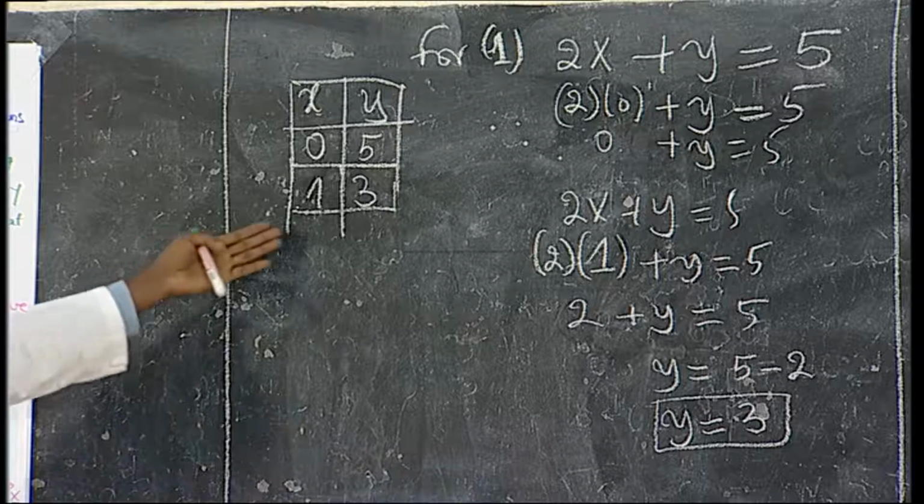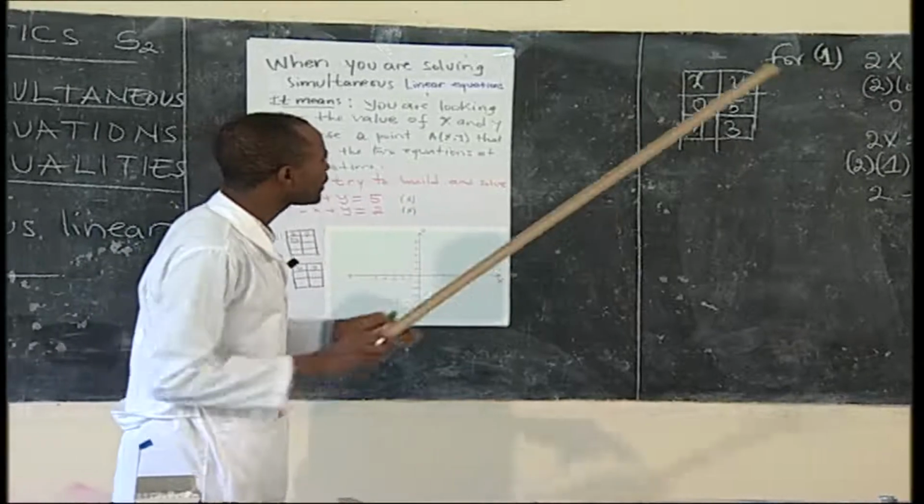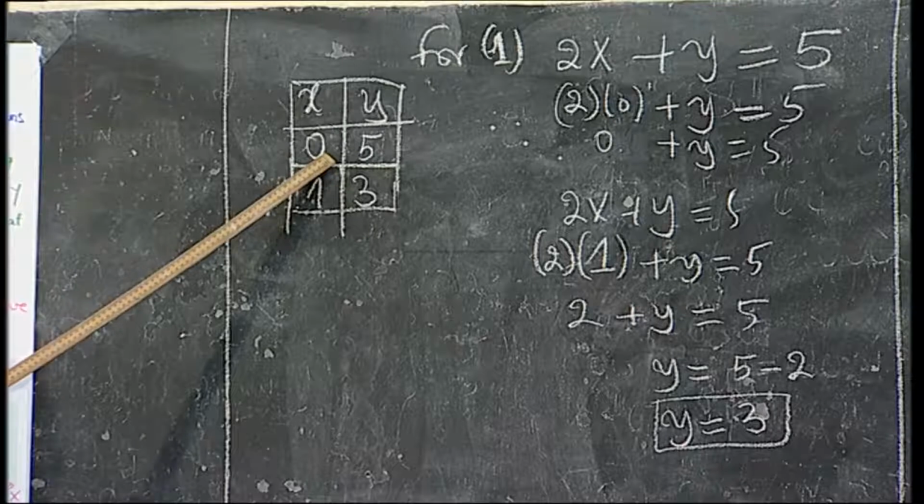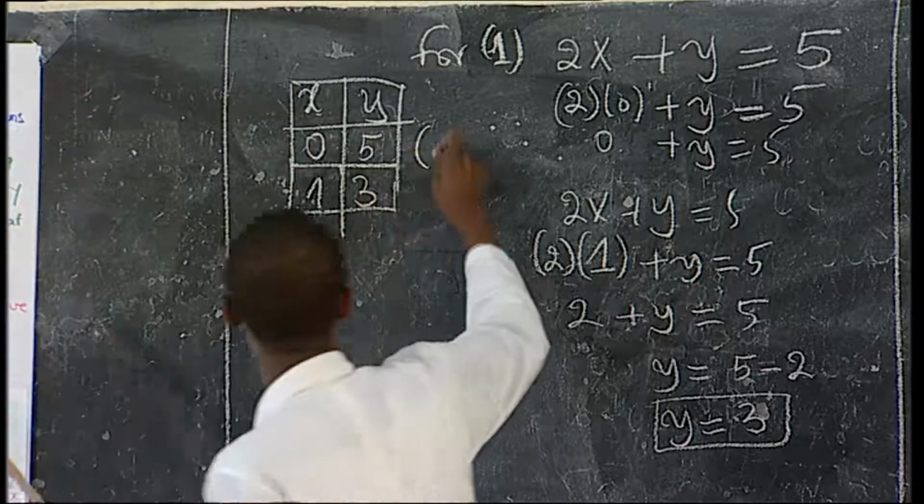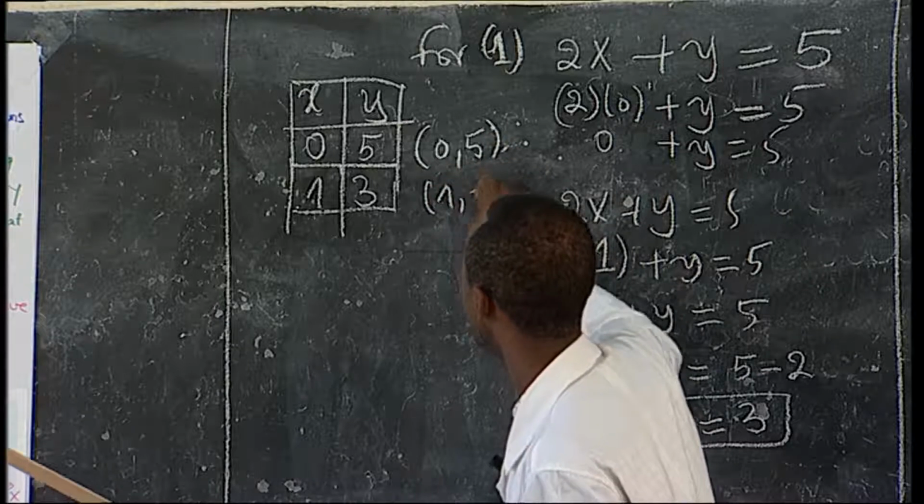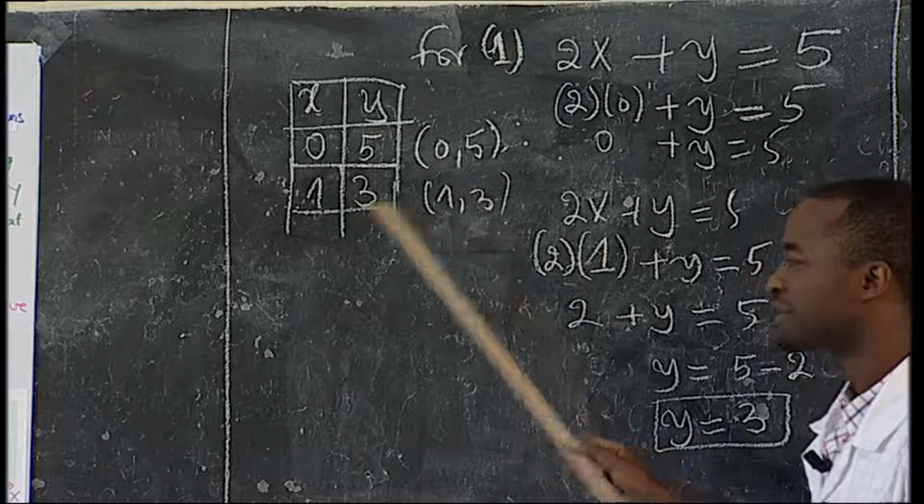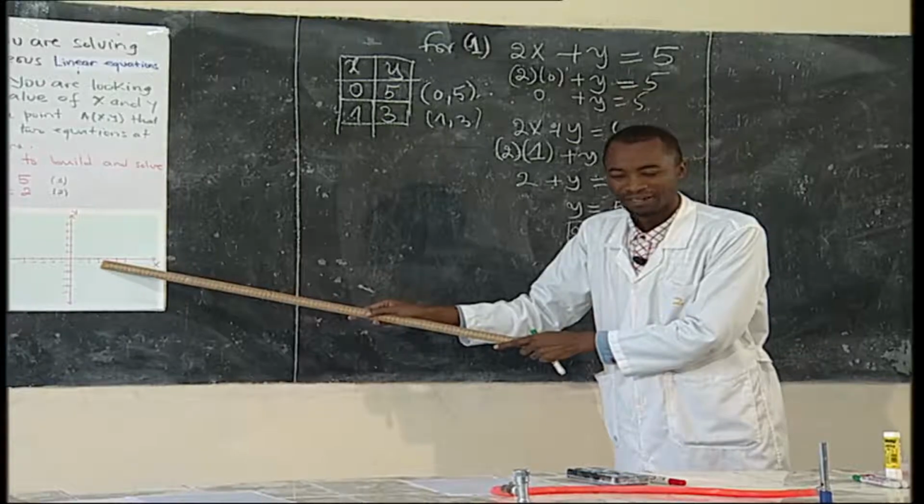So far we have 2 points. You can look for more, but it's enough for us to manage our time. Now these are the coordinates of our line, and you can even write them: 0, 5, and here you have 1 and 3. So we are going to locate our points on our graph as we have it here.